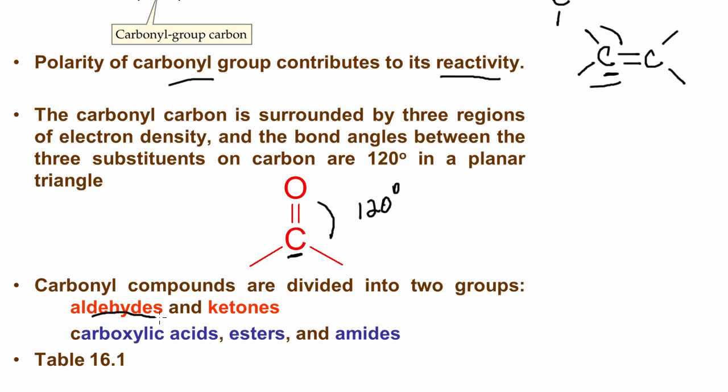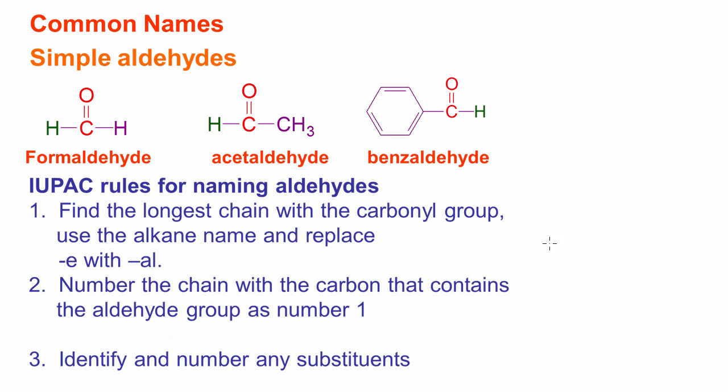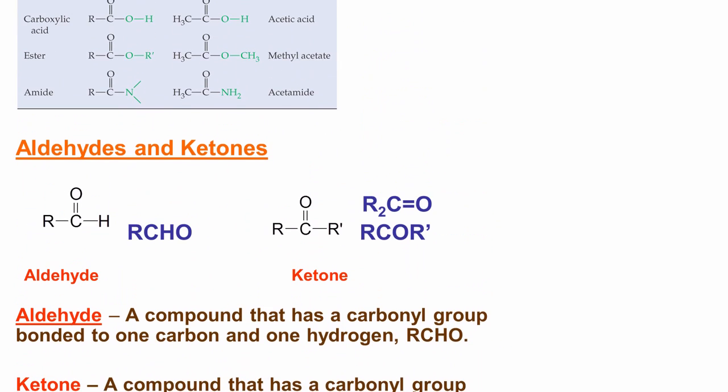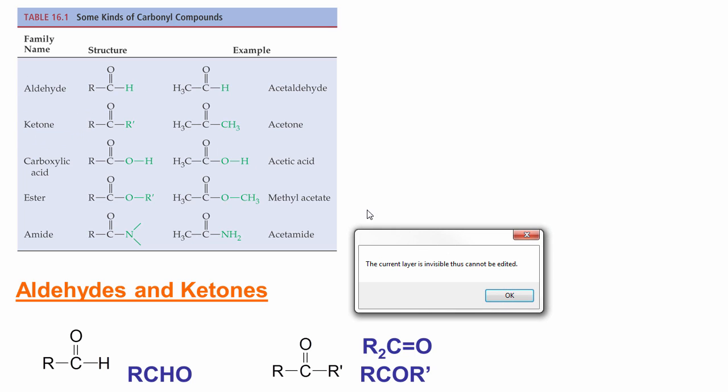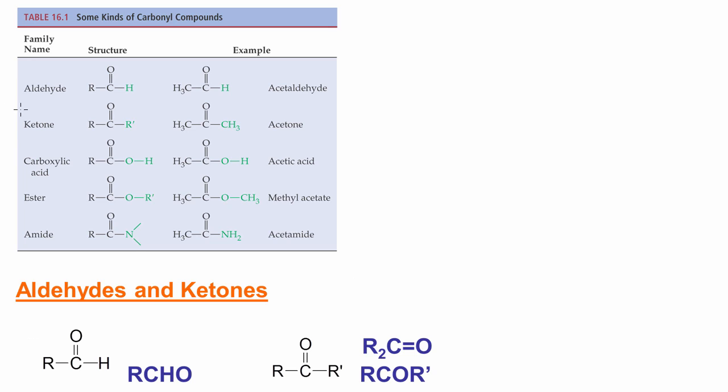We can divide the carbonyl compounds into two different groups. Here we're going to talk about the aldehydes and ketones, and then later the other group: carboxylic acids, esters, and amides. So let's take a look at these groups. This is a table that I got from another book, but here we show the aldehydes and the ketones. Again, this is what we're going to talk about in this video. And later on, we'll talk about the carboxylic acids, the esters, and the amides.